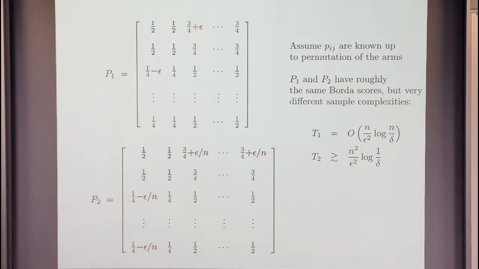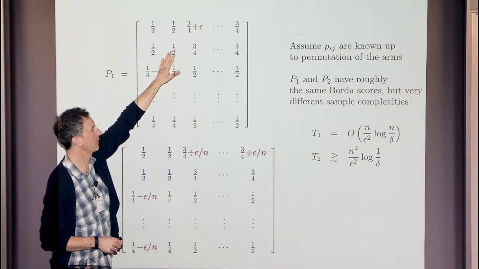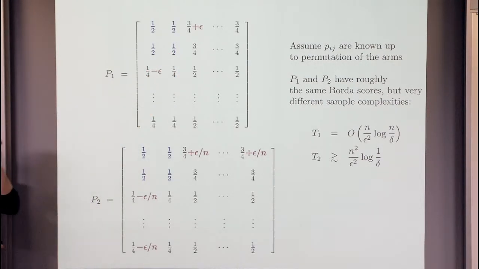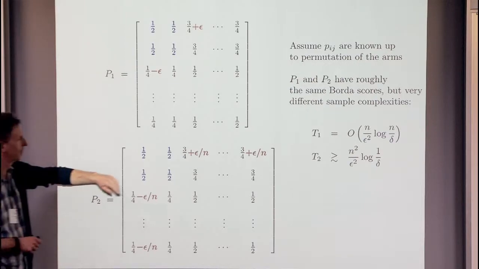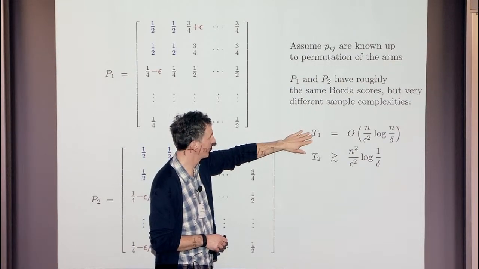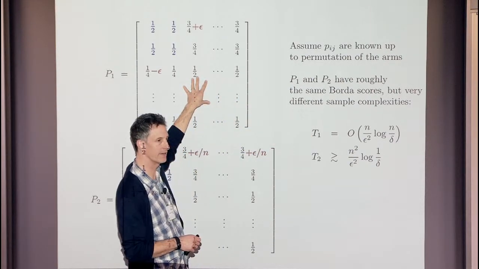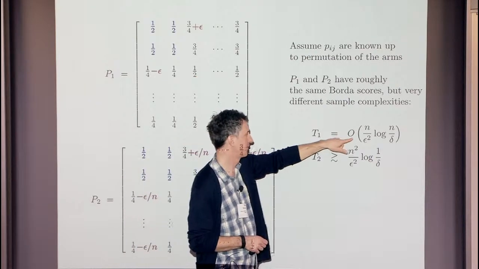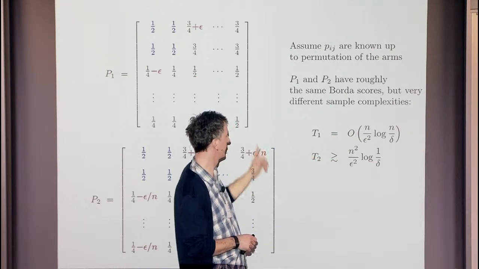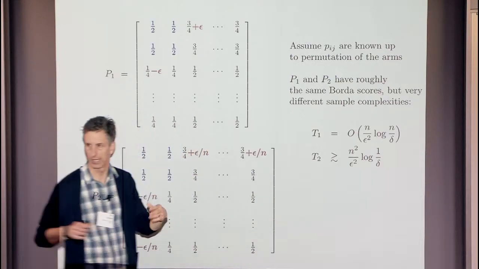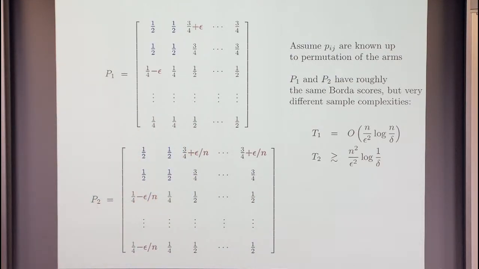Let's just say I gave you all those probabilities. I know that there is this 3/4 plus epsilon somewhere in here. I just don't know exactly which arm it is and so forth. Then how could we capitalize on that information? I'll show you in a second. But what we're going to see is that the total number of samples required in this case to find the Borda winner is order n, and the total number of samples in this case is going to be order n squared. So there's a big difference.